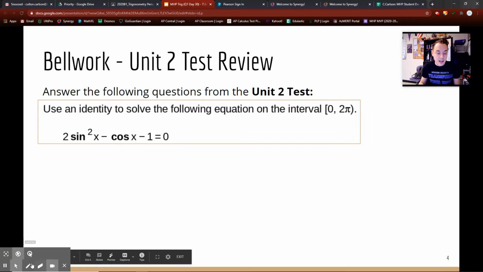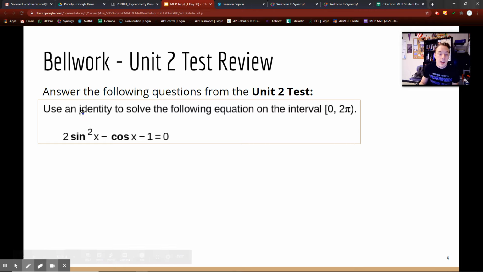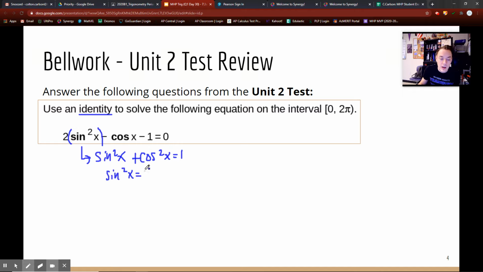Let's go through the second one. This one can be a little bit tricky, but once we know that we need to use an identity, then we should be solid. Now, this is going to be using the Pythagorean identity, because right here, if I take sine squared x plus cosine squared x equals 1, and I subtract cosine squared x over, I get this.